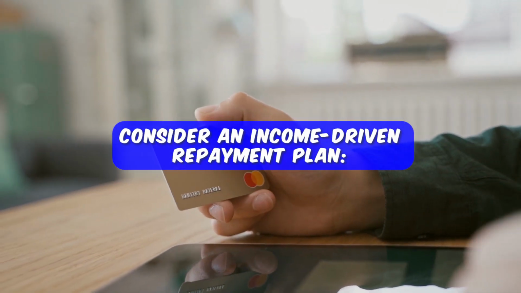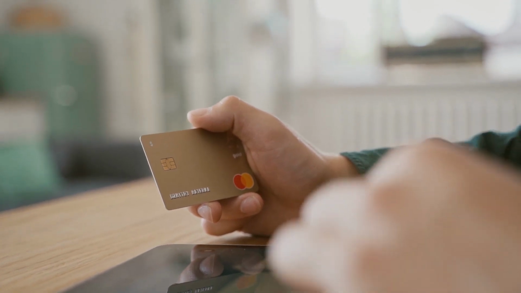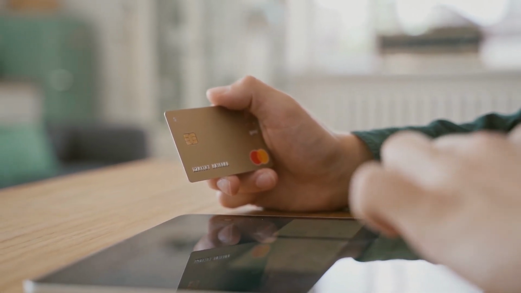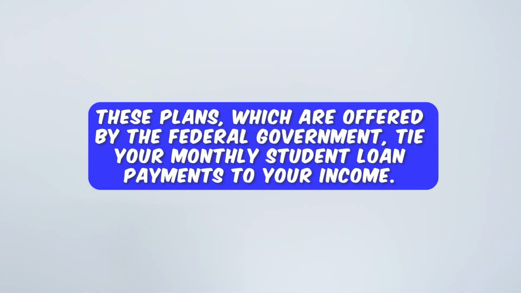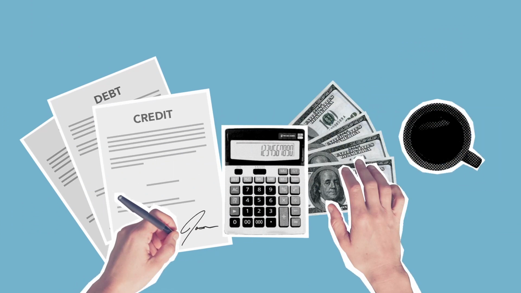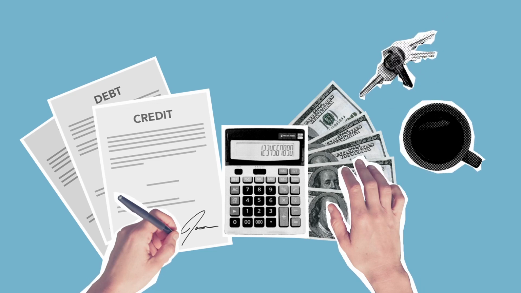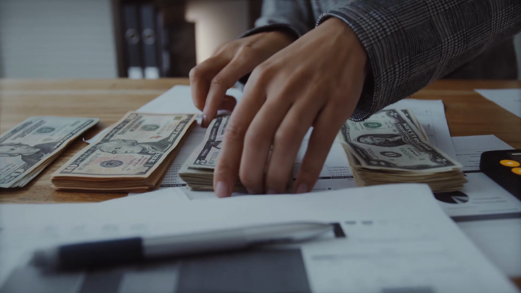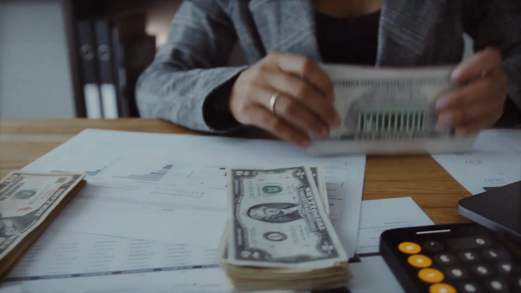Consider an income-driven repayment plan. If you have a low income or are struggling to make your monthly student loan payments, an income-driven repayment plan may be a good option to consider. These plans, which are offered by the federal government, tie your monthly student loan payments to your income. However, it's important to keep in mind that enrolling in an income-driven repayment plan can result in you paying more interest over the long term. So it's important to weigh the pros and cons before deciding.